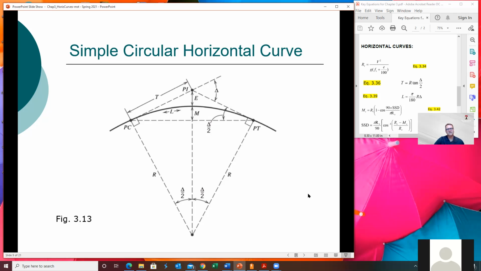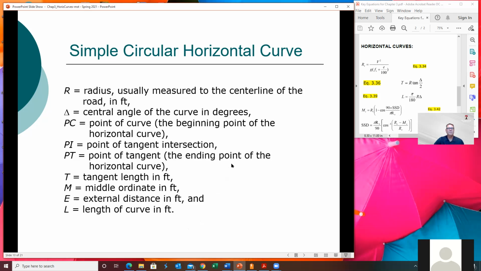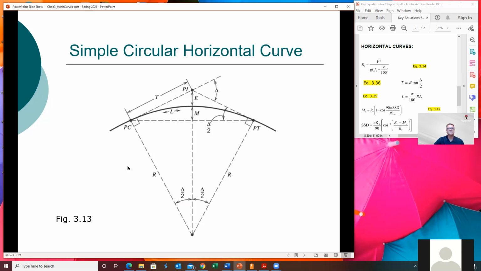I wanted to spend a little time on this diagram because it's the most important. I've already gone through all these things. The one thing I'll mention is that E and M are less important factors in this drawing. M comes into play later when we start talking about stopping sight distance.